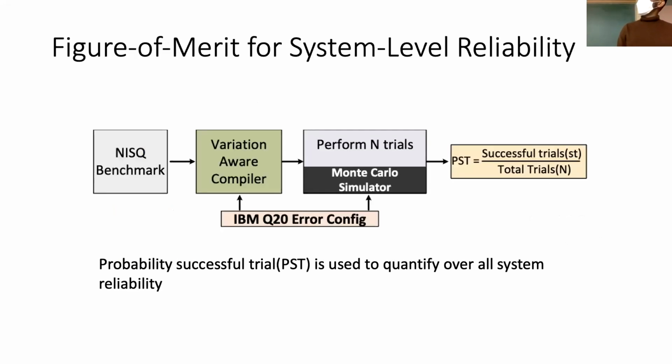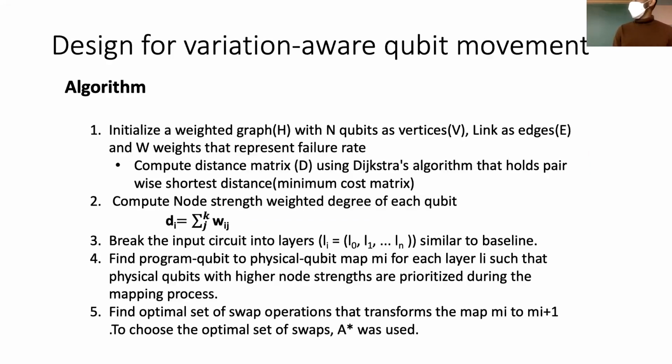They used a new metric to evaluate the performance of this compiler. The metric is called PST, probability of successful trial. It evaluates the performance by dividing the number of successful trials by the total number of trials. This is how they evaluated the reliability of that hardware device.